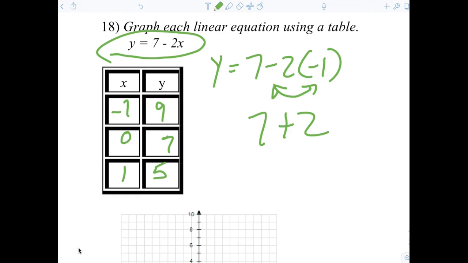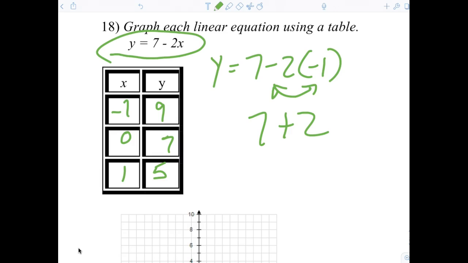Now, I want you to think clearly. What is the y-intercept? 7. The y-intercept is 7. What is the slope? Yes, negative 2 over 1. So the quick way to do this is to plot 7 and then go down 2 and to the right 1. The reason why we're going down is because it's negative 2.